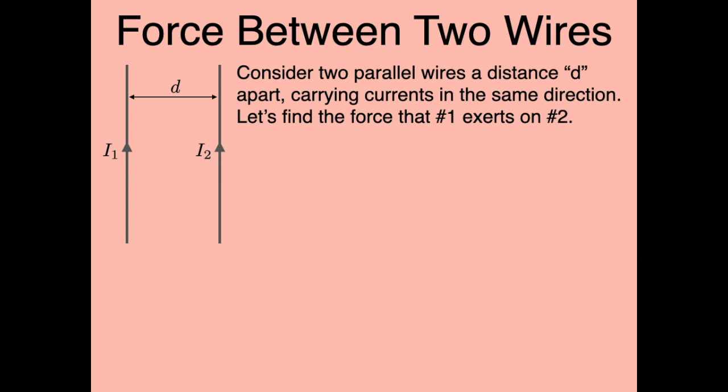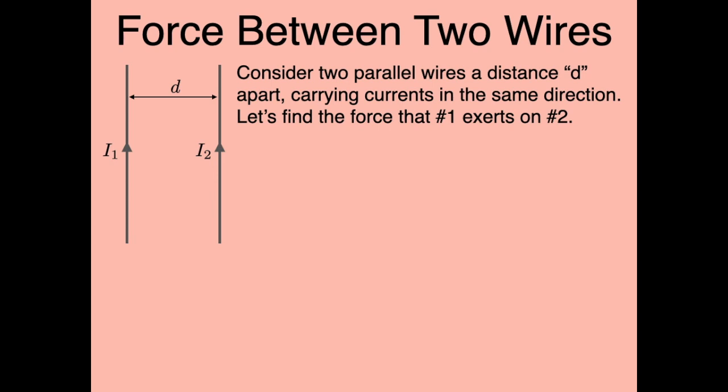Okay, so the next thing I want to do is take this idea that a wire that carries a current produces a magnetic field. We just saw how that works. And combine that with an idea from chapter 27, which is when a wire is inside of a magnetic field, it can feel a force. So let's think about what that means.